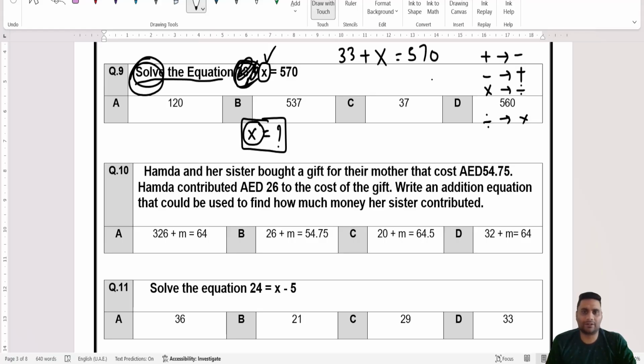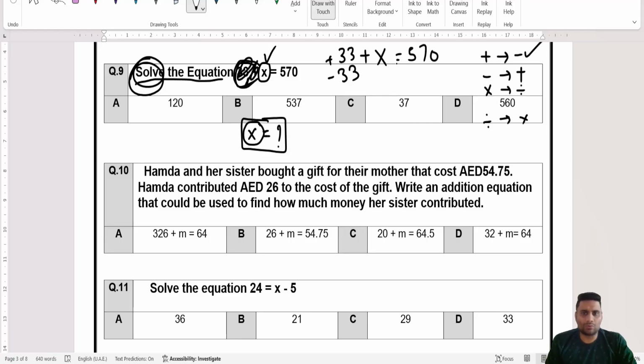Okay, now here the 33 is what? Positive. If there is nothing here, it is positive. So to remove the positive 33, what will I do? I will use the opposite, negative, minus. Now check, 33 minus 33 will be 0. Yes, 33 will be gone.